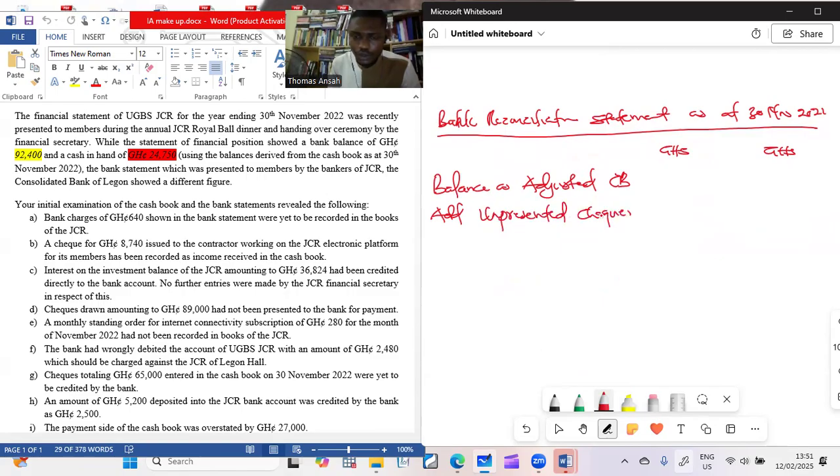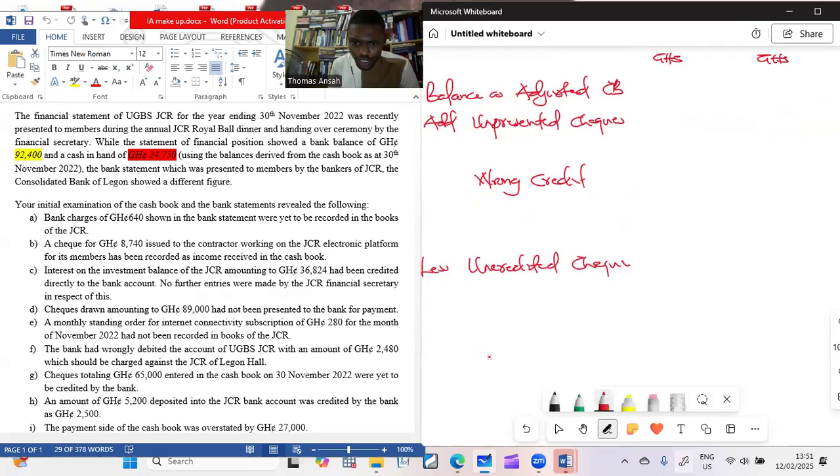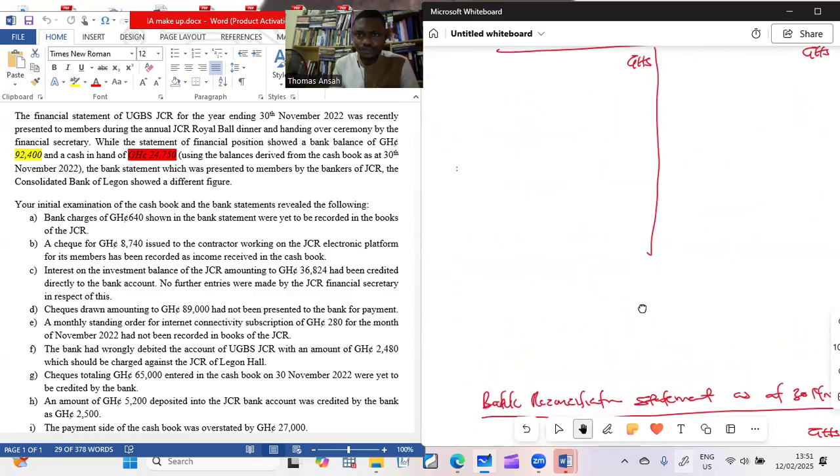So this is why I say leave some space, then do wrong credits. You definitely know that you'll be listing uncredited checks. And you know again that you'll be listing any form of wrong debits. This is it. So now you come back to read the statement.